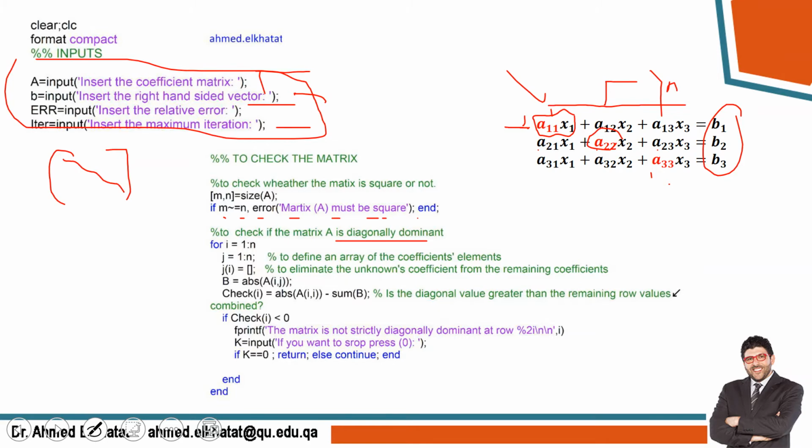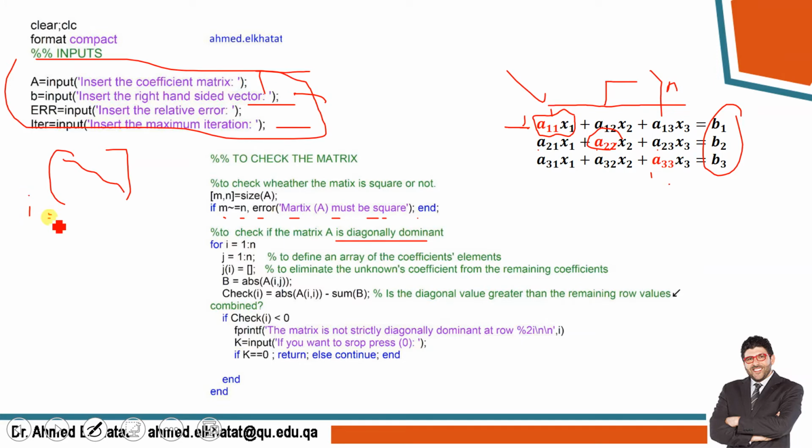Okay, now we use for i equal 1 to n, and j equal 1 to n as well, and then we set j equal, if you remember, we use the square brackets to remove the element, and then b equal abs of a(i,j). Let's take one example, because I know it's a little bit confusing for you. So now i equal 1 to n.